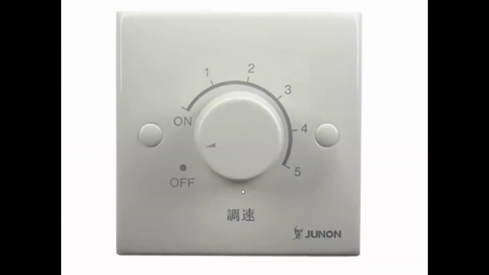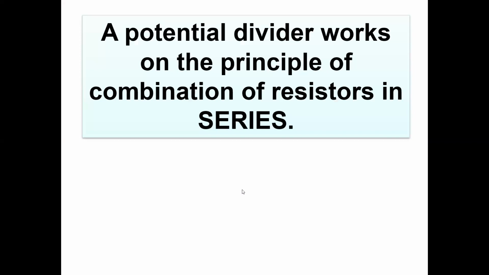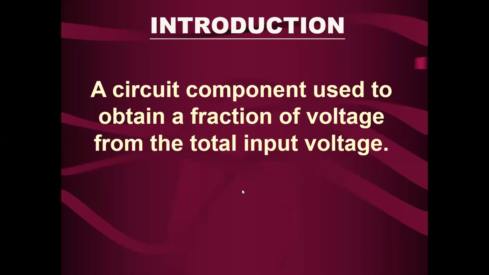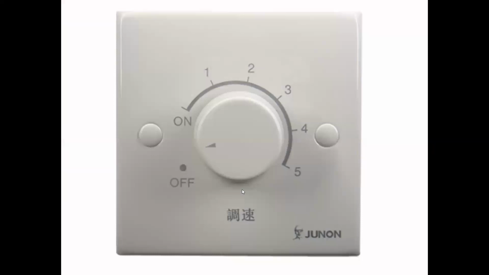Remember, potential divider is like this. This is called a regulator. We call it a dimmer. When you move it, you can control the speed of the fan or the brightness of the lamp. So potential divider is basically a voltage controller. You can use it to manage the voltage across a system, like a volume button or a brightness control button, and also the contrast, color, temperature, etc.